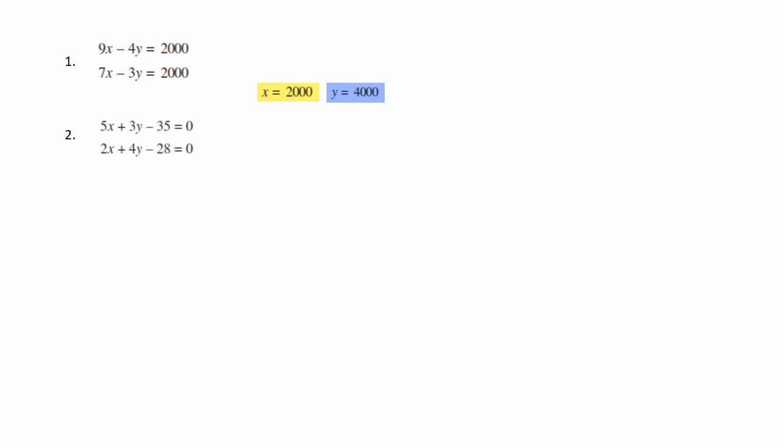Next we shall try two more questions. The first question is 9x minus 4y is equal to 2000, 7x minus 3y is equal to 2000. When we solve by elimination method, we will get x as 2000, y as 4000. The second question is 5x plus 3y minus 35 is equal to 0, 2x plus 4y minus 28 is equal to 0. When we solve these two questions by elimination method, we will get x as 4, y is equal to 5. So these two questions you will do as homework.